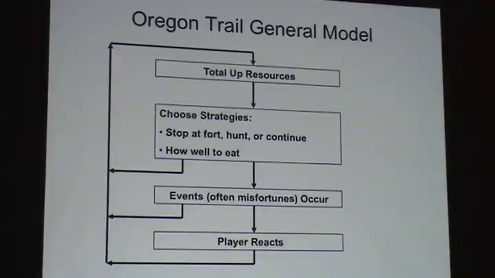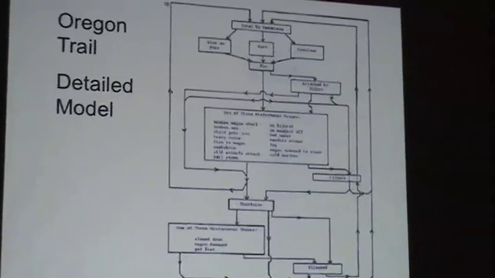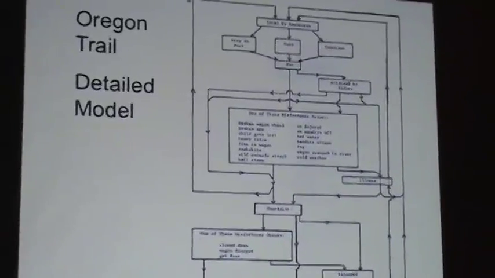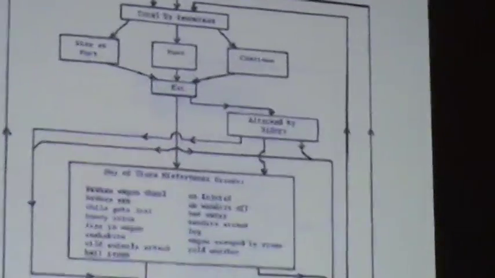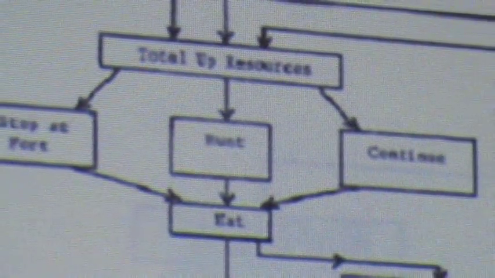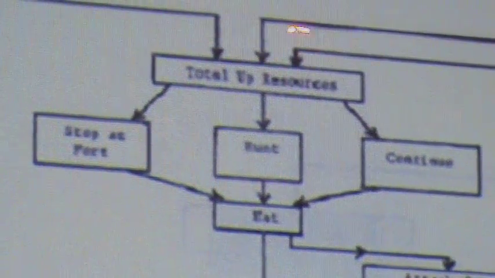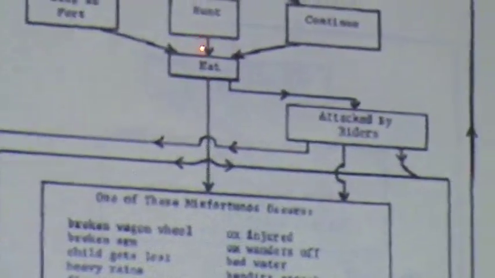Underneath this simple version is this. And I apologize for the ancient nature of this. This is from the teacher guide. You don't have to read the small print. Let's quickly go through it. You total up your resources. You make the initial decisions: stop, continue, hunt. How well do you want to eat? And then things start to happen.